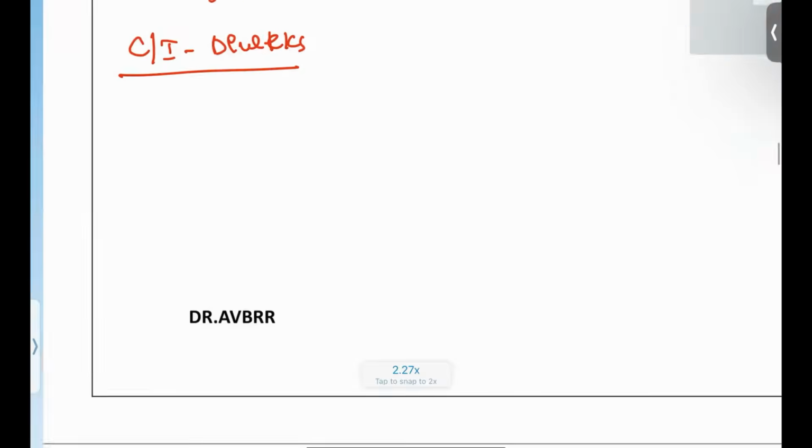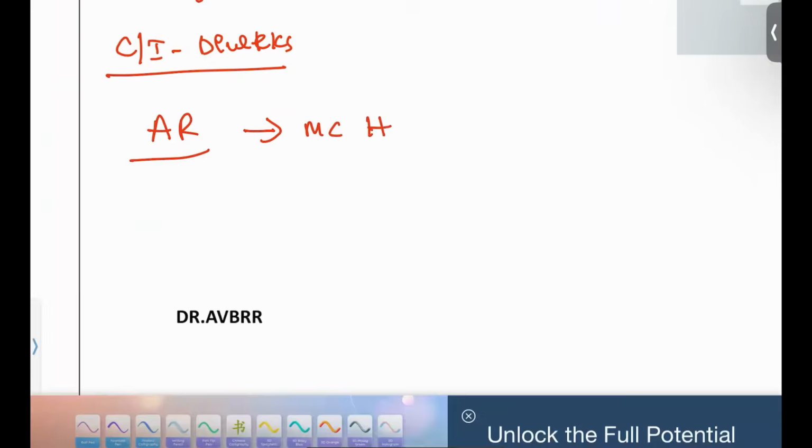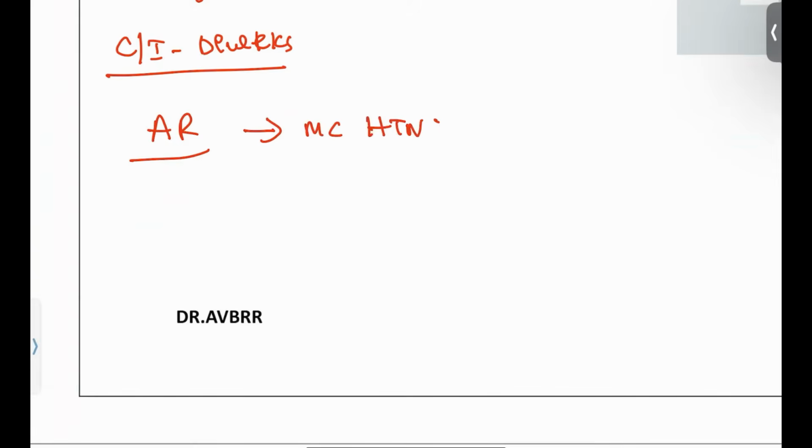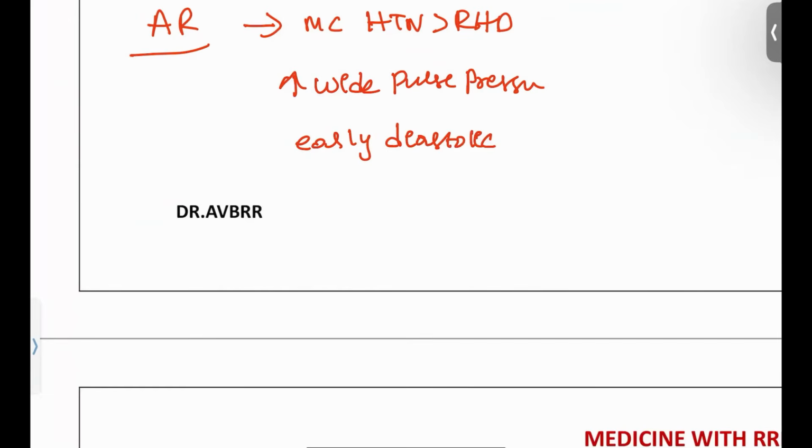Okay, next moving on to aortic regurgitation. In aortic regurgitation, there are multiple specific signs, which are the most important. The most common cause is hypertension, followed by rheumatic heart disease. This patient will have a wide pulse pressure. The murmur will be an early diastolic murmur, which is also known as the Austin Flint murmur.